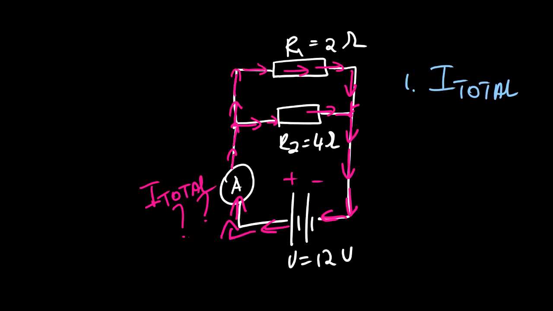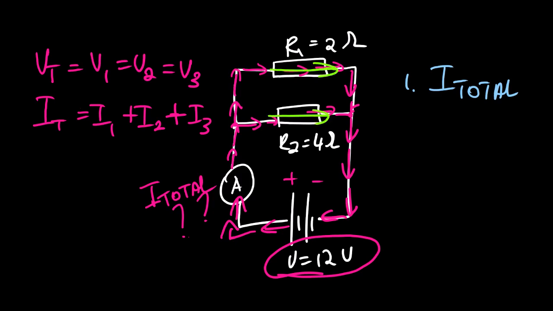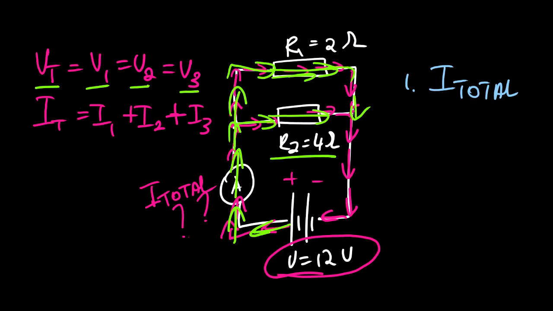Now let us look at the equations. Remember, V total is equals to V1 equals to V2 equals to V3. This is for parallel connection, and then I total is equals to I1 plus I2 plus I3. So this simply means that if we have the total voltage, it will be the voltage across R1, voltage across R2. So it simply means that in parallel connection, voltage doesn't split. So if you have 12 volts, it means through this resistor we are going to have 12 volts. Through this one we are also going to have 12 volts. That is why the equation says V total is equals to V1 is equals to V2 is equals to V3.